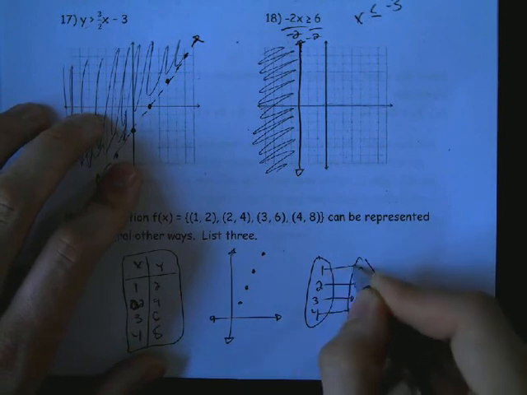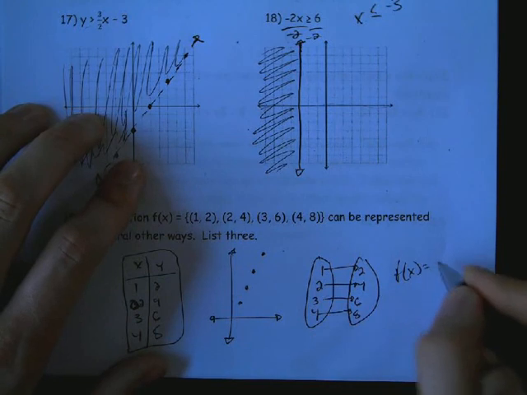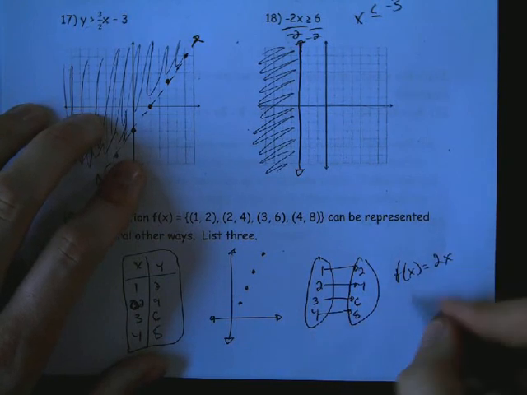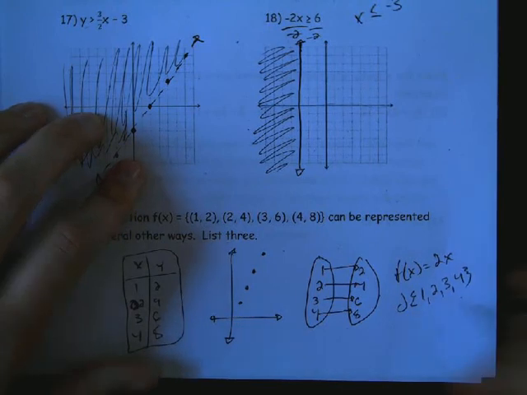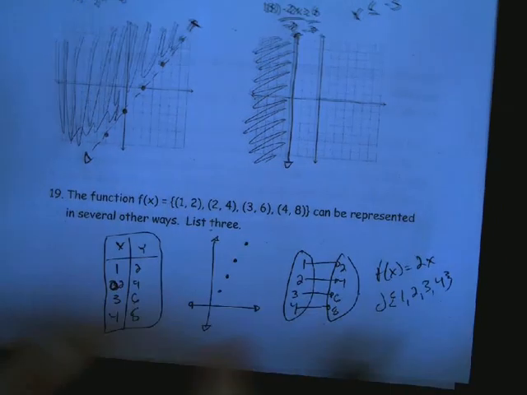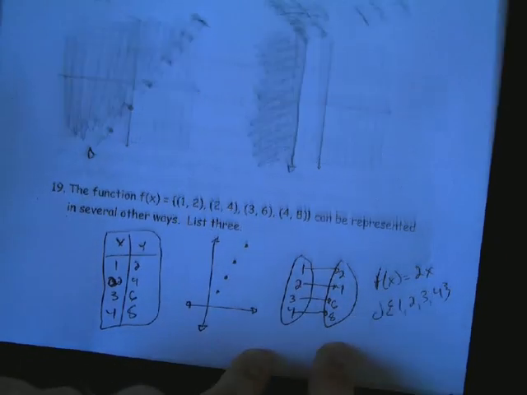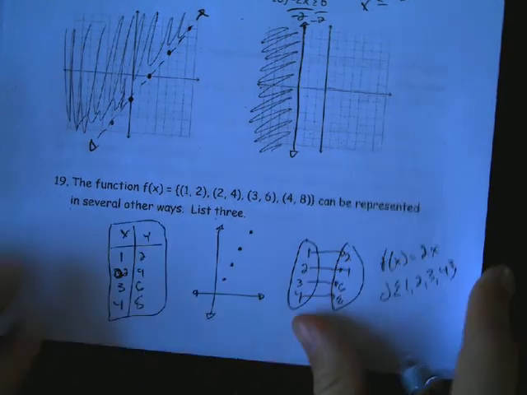Looks like this. And if you wanted another way, you could say, f of x equals 2x, and then your domain is 1, 2, 3, 4. So there are 4 ways that you could list it. You could give me a table, you could give me a graph, you could give me one of these things, you could give me an equation, however you want to do it. However you want to do it is fine. Let's go on to that next page.